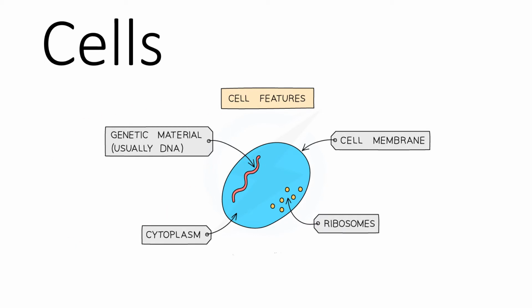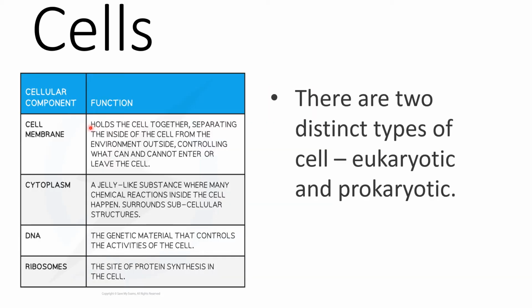So if we move on to the definition of these subcellular structures, a cell membrane is the subcellular structure that holds the cell together, separating the inside of the cell from the external environment of the cell, controlling the different things and particles that can enter and leave the cell. The cytoplasm is a jelly-like substance where chemical reactions take place inside the cell. The cytoplasm also surrounds the other subcellular structures within it.